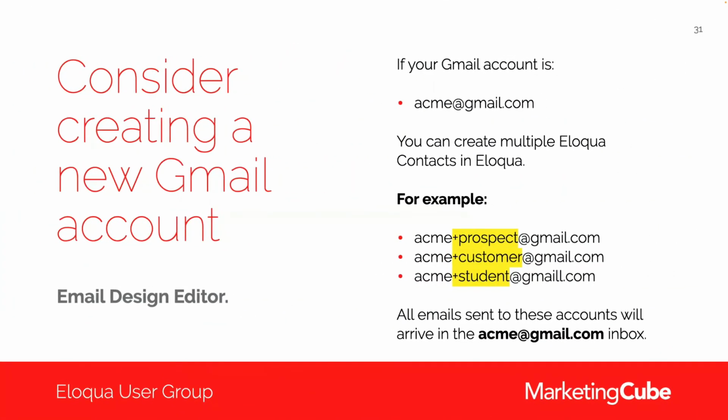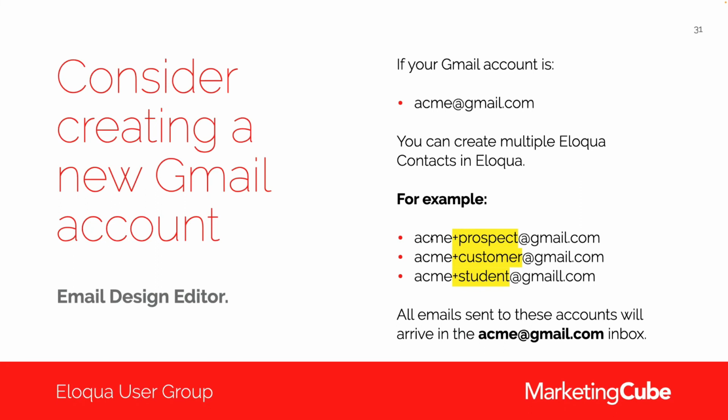If you have a Gmail account, and you probably don't want to use your personal Gmail account, that's a bit crazy, just create a new Gmail account. I've used acme@gmail.com here as a silly example. Gmail has this cool function which enables you to create variations of an account. Then under the example section that you can see here at the bottom of the screen, imagine we're now in Eloqua.